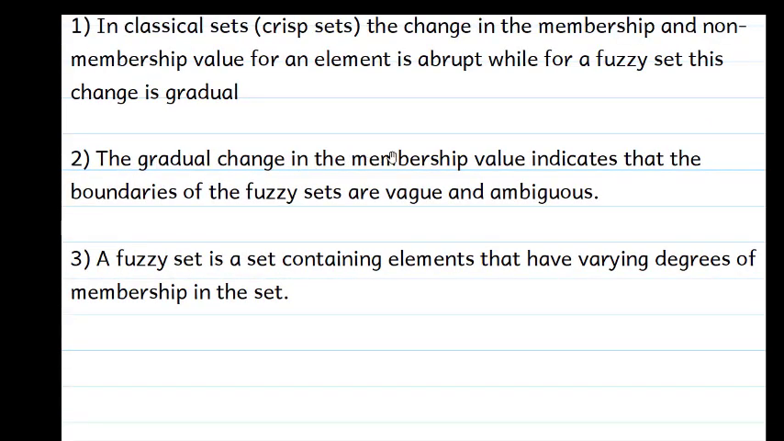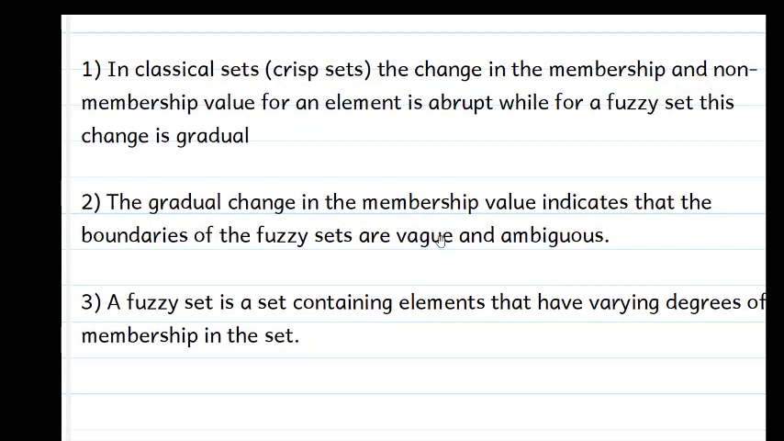The gradual change in membership value indicates that the boundaries of fuzzy sets are vague and ambiguous. Because there is not a sudden change but a gradual change, the boundaries are not properly defined. So it may happen that one element belongs to two different fuzzy sets. Consider the example of 30. That number 30 may come in young age, and also in middle age. That 30 may come in two fuzzy sets. It is possible. But in case of crisp sets, one element cannot come in two different crisp sets.